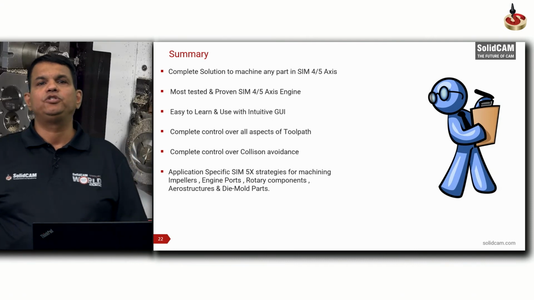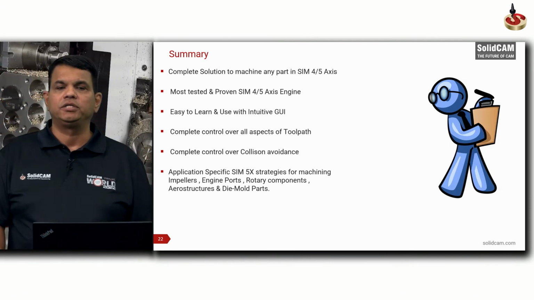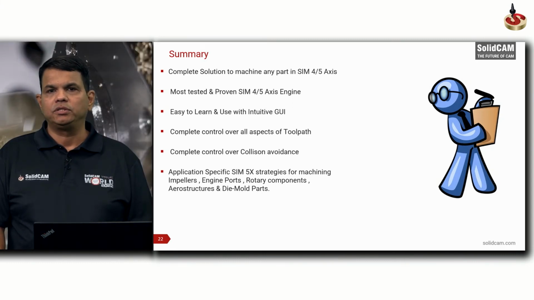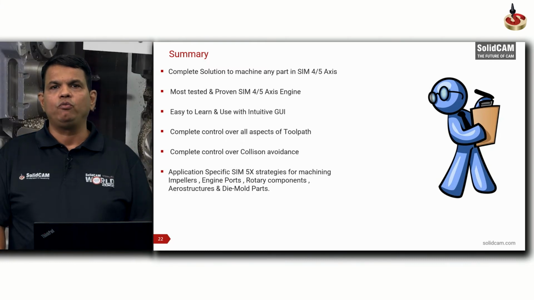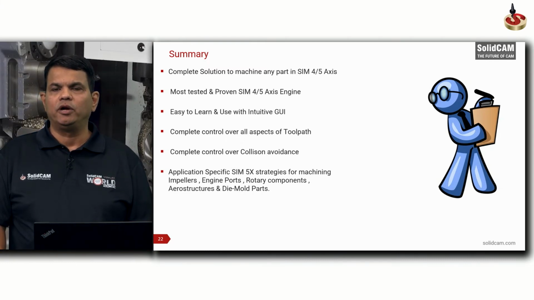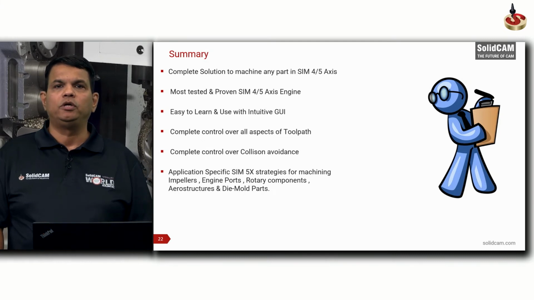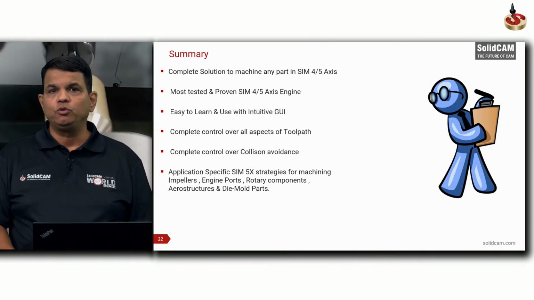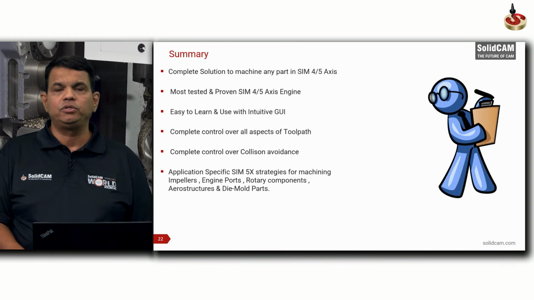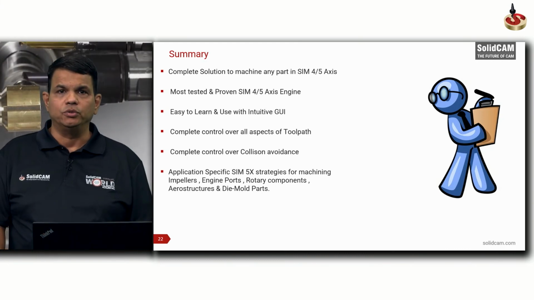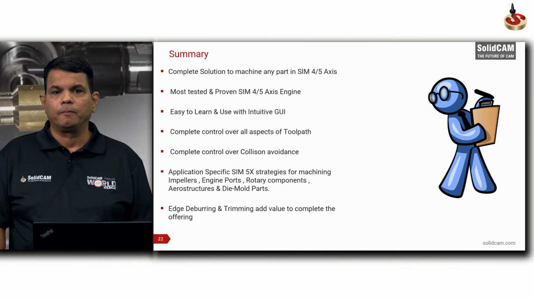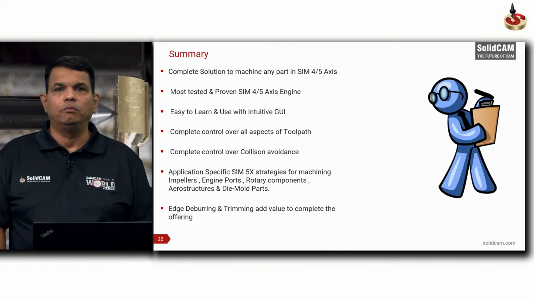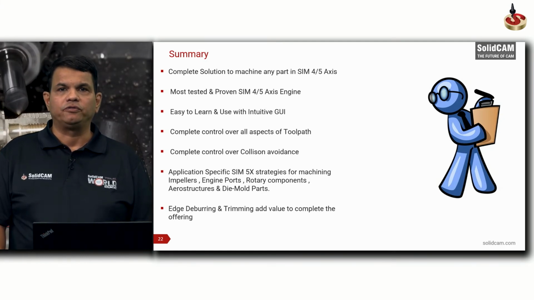And then we have the application-specific simultaneous 5-axis strategies for machining impellers, ports, rotary components, aerostructures, die molds. All of these are really automated functions in simultaneous 5-axis that require minimum user input. So they are very popular with people who have relatively less experience programming 5-axis parts. So we cater to both of them. We cater to the most experienced user, and we also cater to the less experienced user in the CAM programming world. Edge deburring and trimming add value to the complete offering. So they complete the entire bouquet of offering that we have for simultaneous 5-axis.